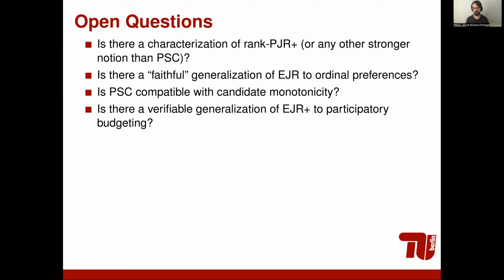And finally, can we find a verifiable generalization of EJR plus which works for participatory budgeting, and not just for the one setting which we found, but for instance for general utilities, so people assigning values, or for approval utilities, something like this. We were not able to do it, but I think that would be very important, since there's a lot of research going on in participatory budgeting and also a lot of experimental research. But for this experimental research, it's very hard to actually compute the proportionality notions, since instances can be very large with a lot of money.